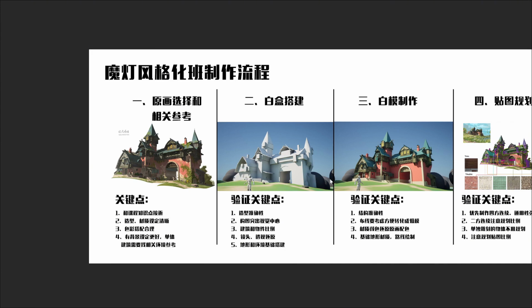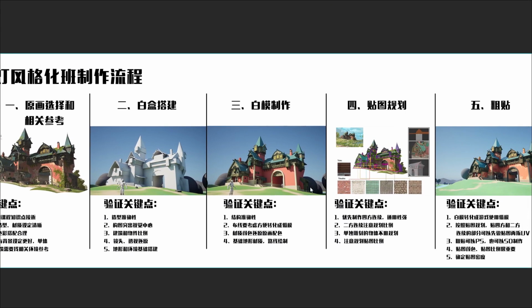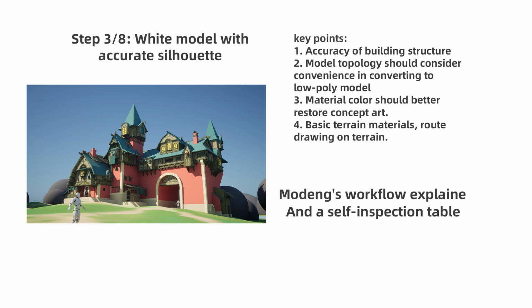Okay, next is step 3. White model creation. Import the white box into 3D software and create a detailed white model. During creation, note: first, ensure structural accuracy. Second, the workflow must facilitate low poly conversion. Don't make the white model overly high poly.